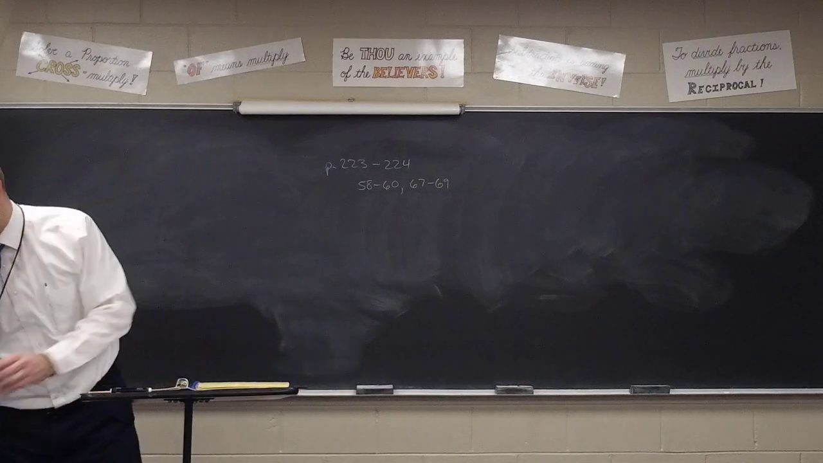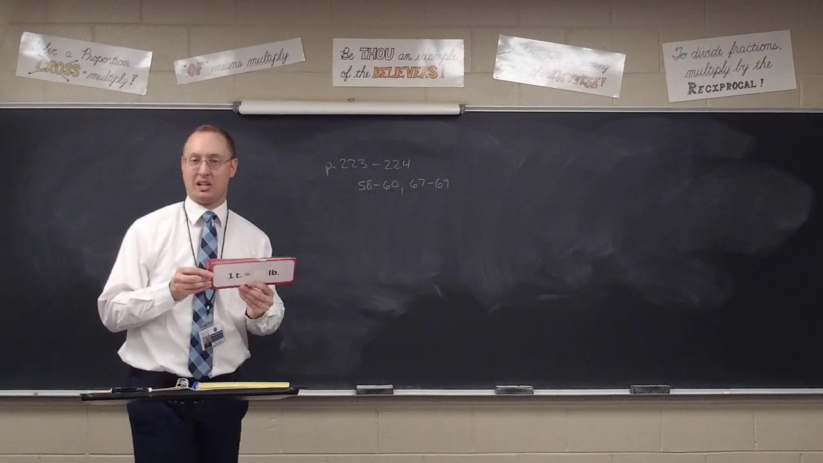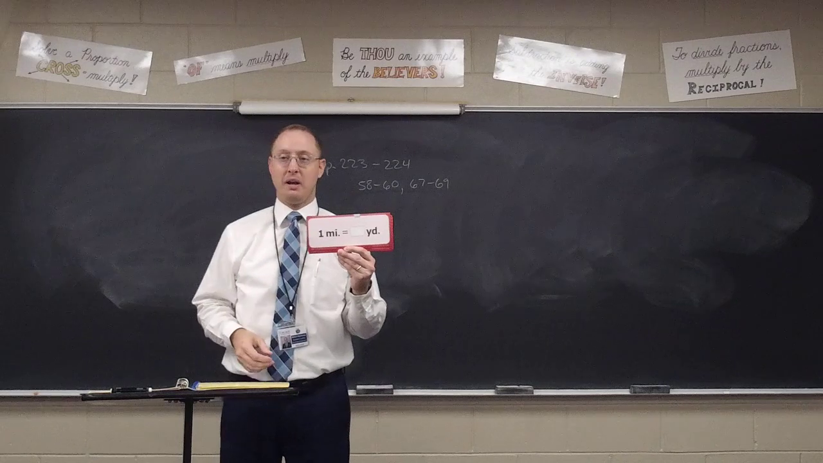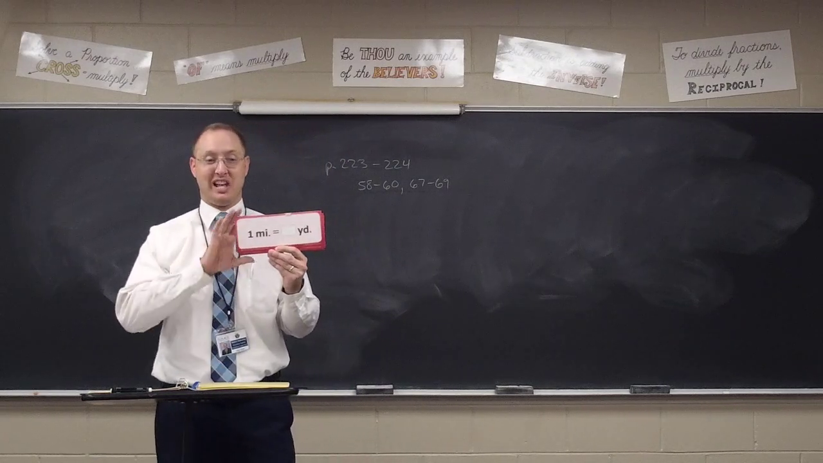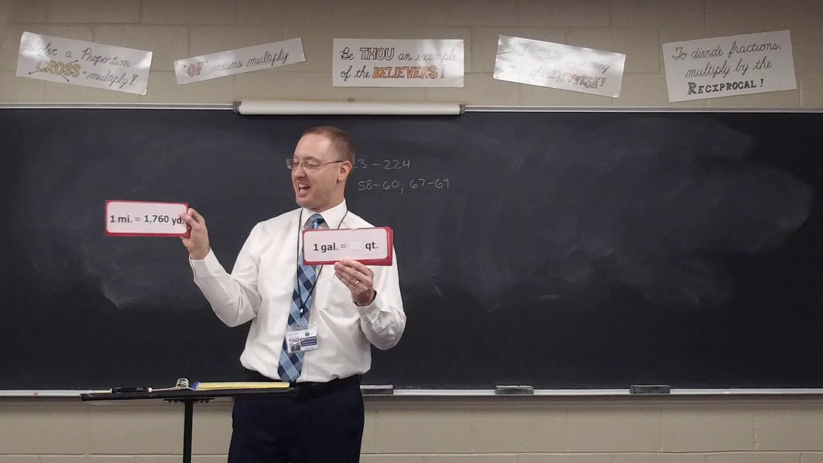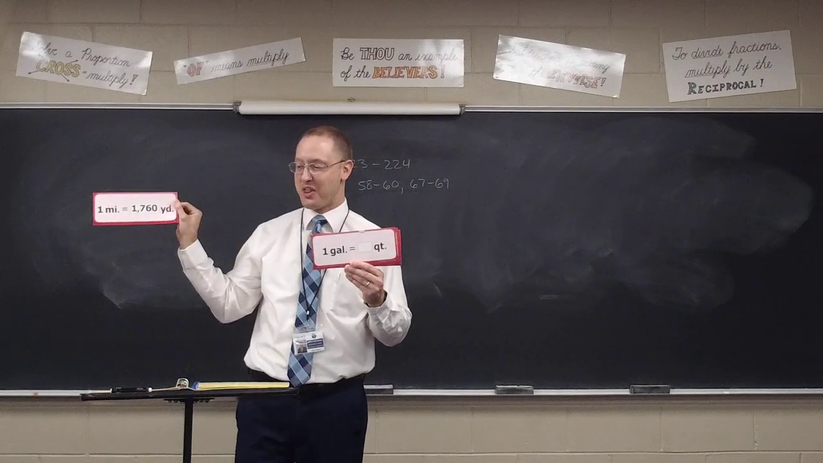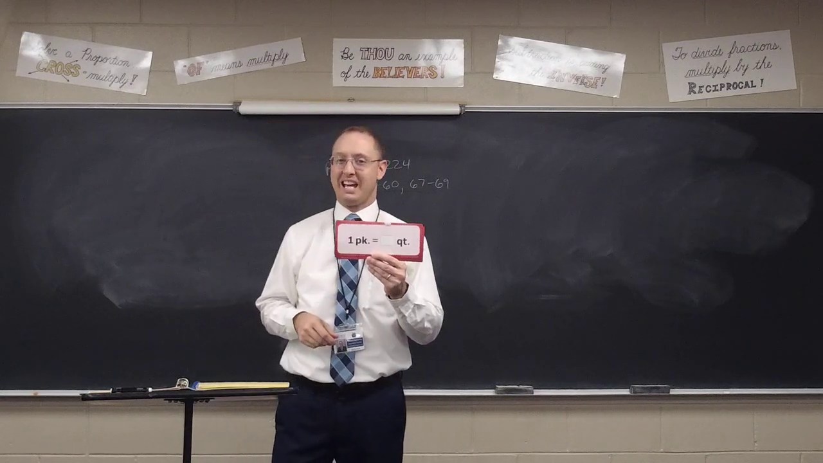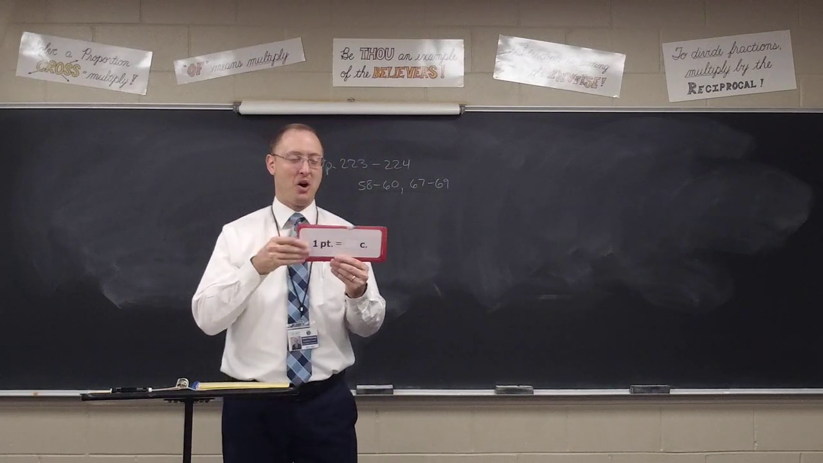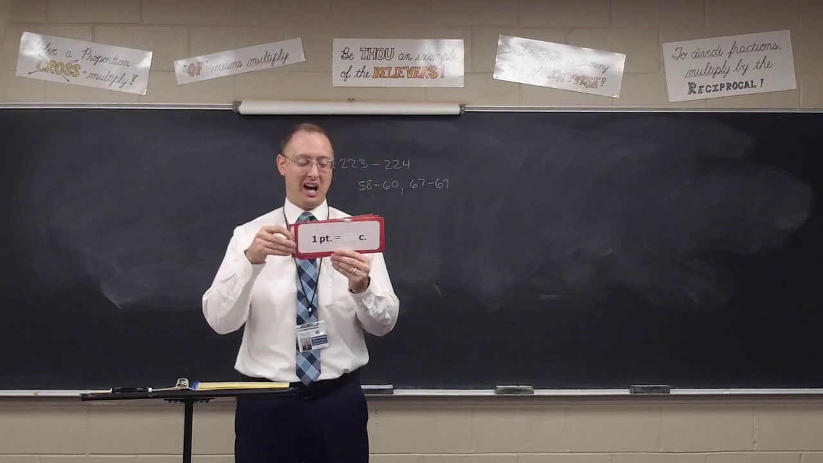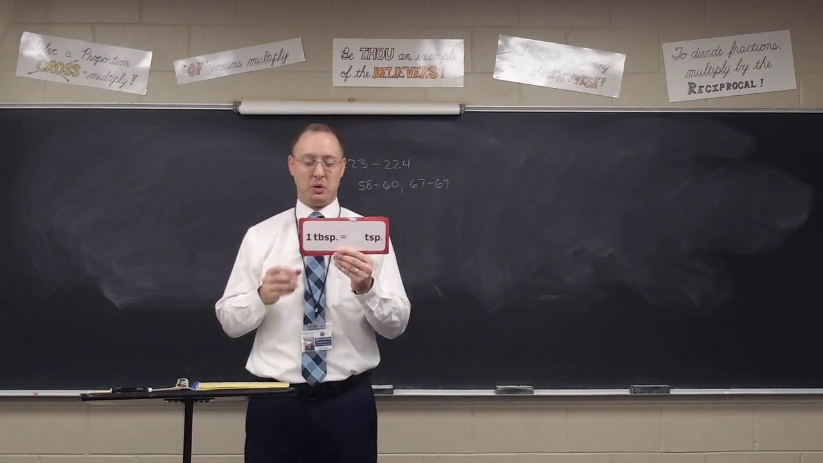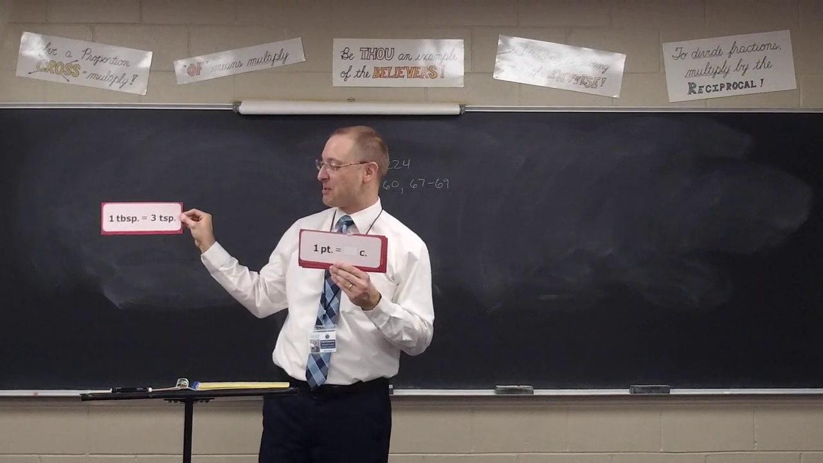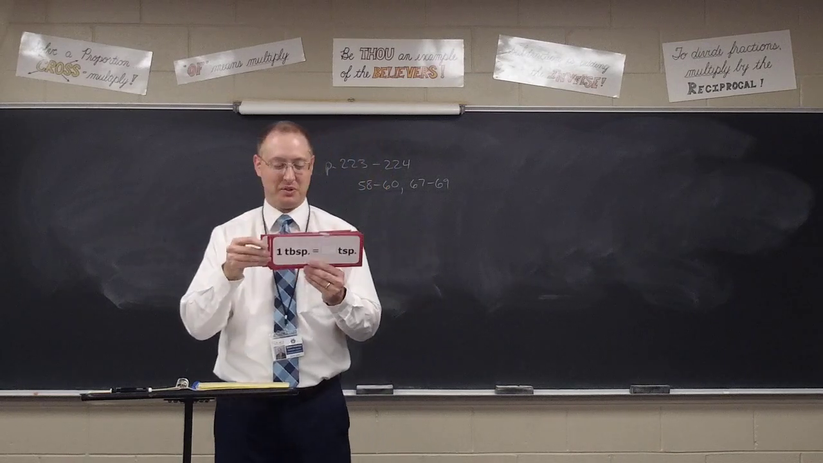Let's drill through these very quickly one more time. This time we're just going to say them together as a class. 1 gallon equals 4 quarts. 1 mile equals 1,760 yards. Let's do that one again. 1 mile equals 1,760 yards. 1 peck equals 8 quarts. 1 pint equals 2 cups. 1 tablespoon equals 3 teaspoons. Say that one more time. 1 tablespoon equals 3 teaspoons.